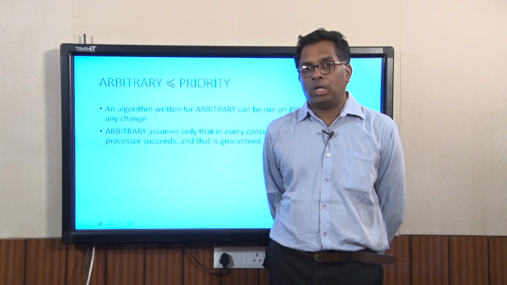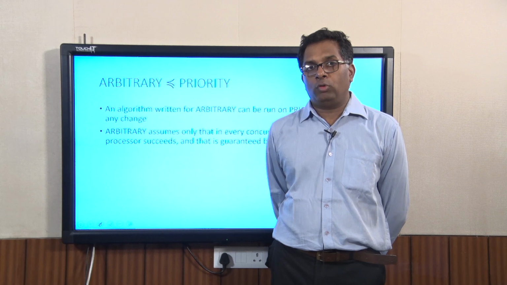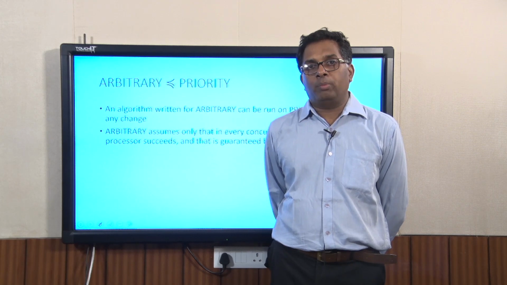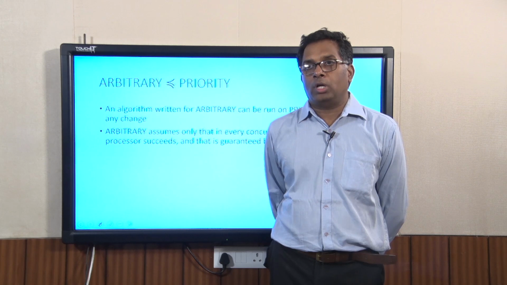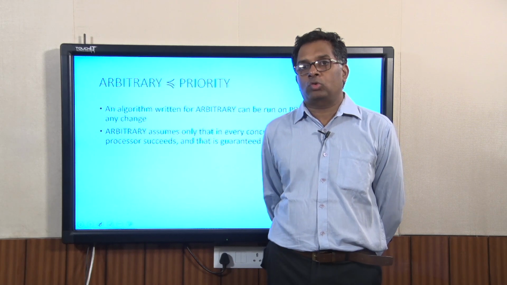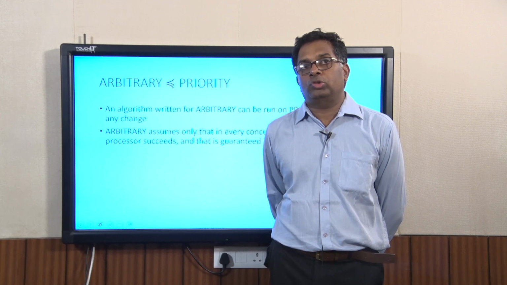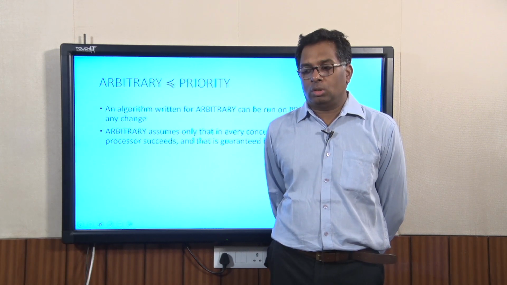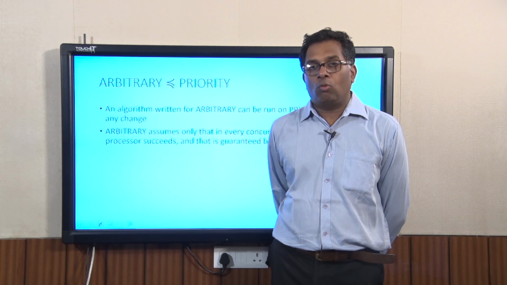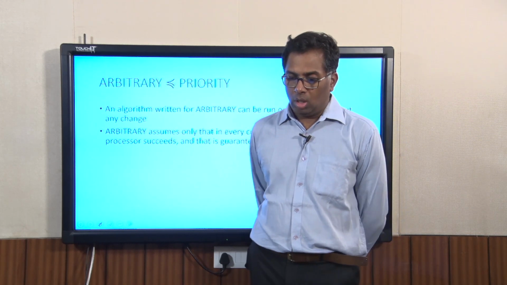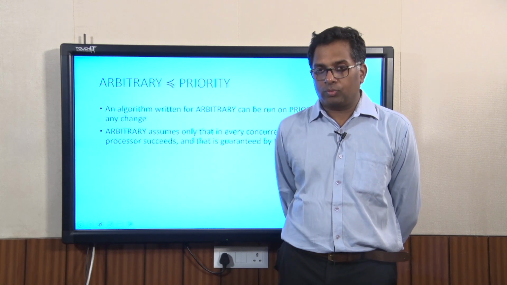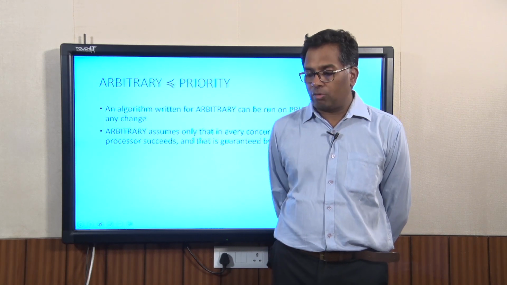Now, here we have an algorithm that is written for the arbitrary model. Therefore, the designer has taken on a greater constraint. The designer has assumed that only one of the processors will succeed, but has not assumed that any one particular processor will succeed. Now, priority guarantees that. Priority ensures that out of every conflicting set of processors, one is guaranteed to succeed, and the succeeding processor is going to be the same one in one execution after another. This is what is not guaranteed in arbitrary, but whatever arbitrary requires is provided by the priority model. Therefore, an algorithm that is written for the arbitrary model can be run on the priority model without any change. Therefore, priority is at least as powerful as arbitrary.